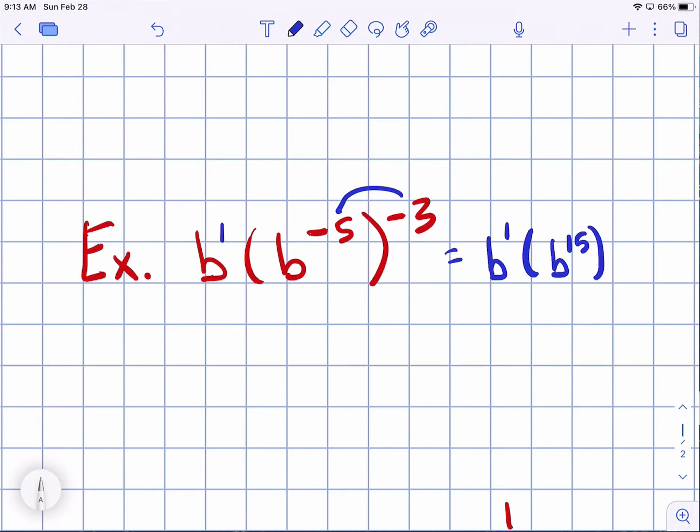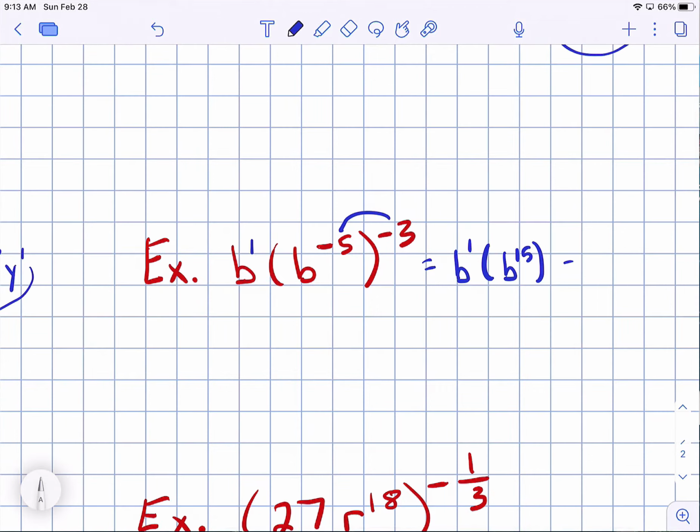And then now we're back to 7.2. I am multiplying two things together. What do I do with the exponents there? I would add those together to get b to the 16th power. All right, so we're going to pick up a little bit on day 2.